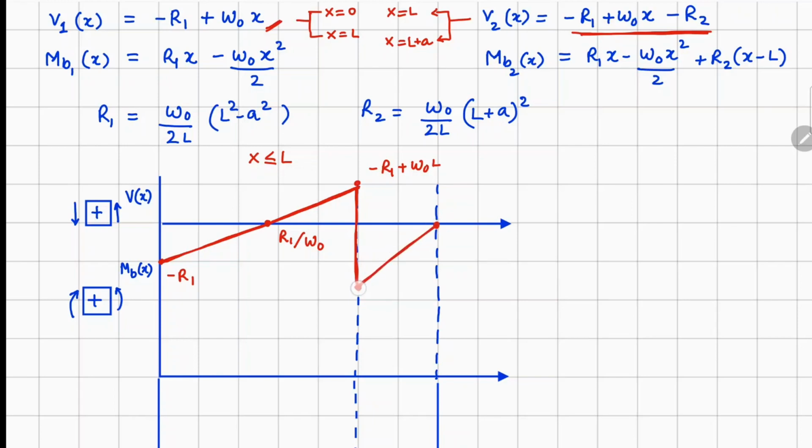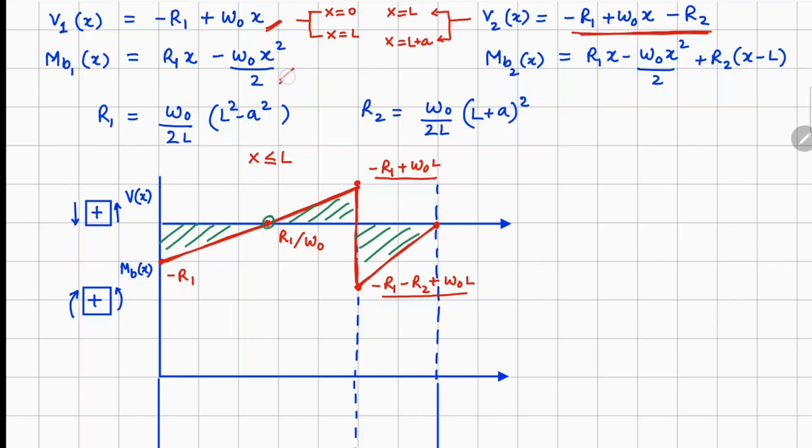If I look at the value right here, this is minus R1 minus R2 plus W naught L. If you notice, the difference between this value and this value is exactly equal to the reaction force that we have. So this is how your shear force diagram is going to look. Now this point is important because this is where your shear force is 0, so your bending moment is going to get a peak there.